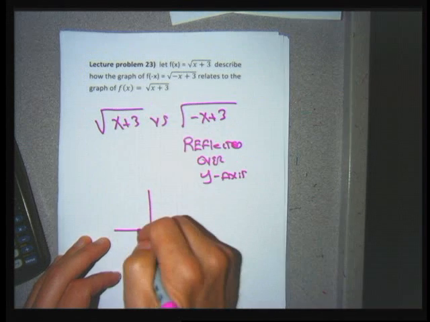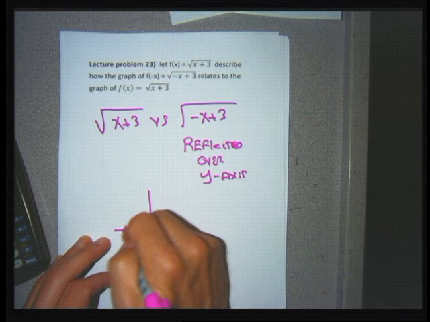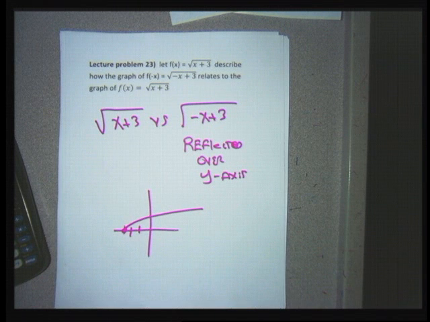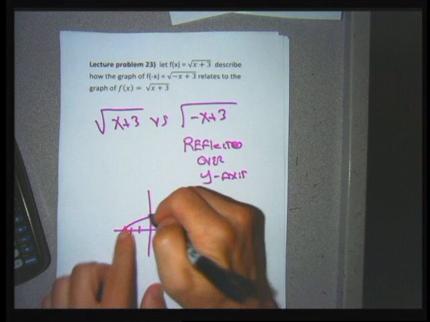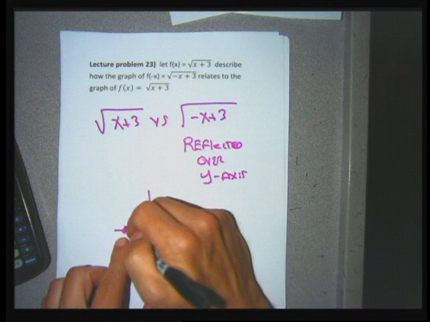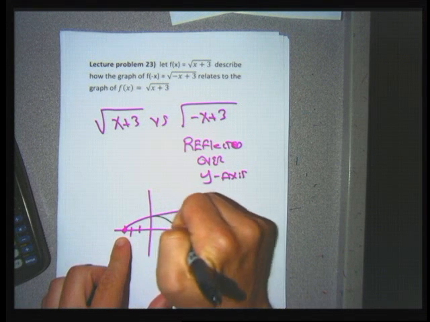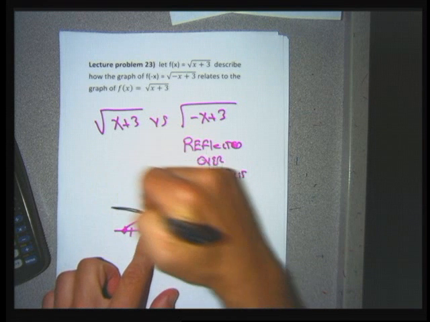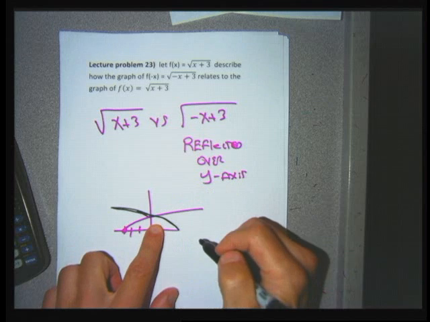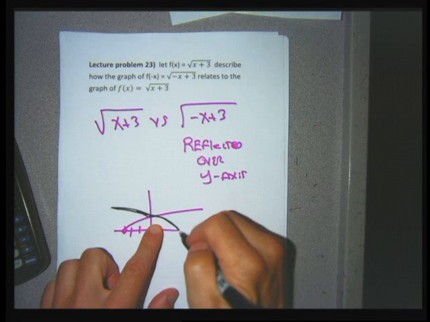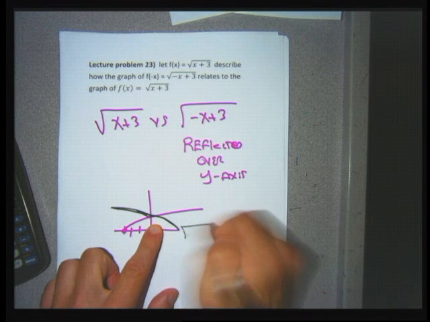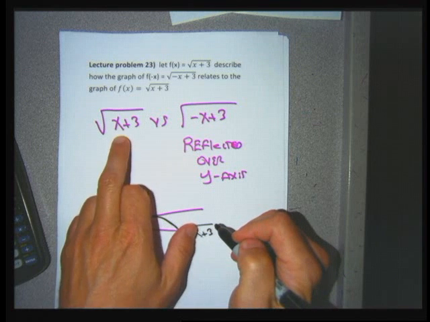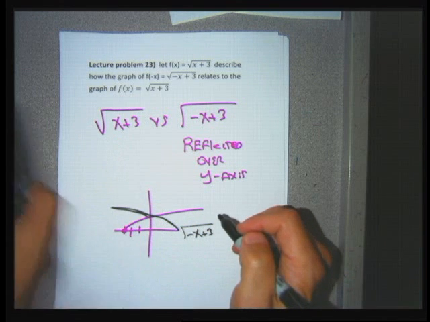The graph of the square root of x plus 3 is shifted left. It's a parabola that looks like that. Changing the x to a negative x takes this part, moves it over here, and this top part and moves it over here, I guess. So I think this is what the new graph is going to look like. So this right here is the graph of the square root of negative x plus 3.